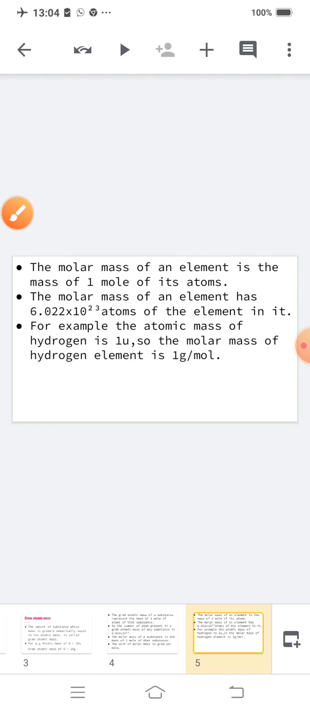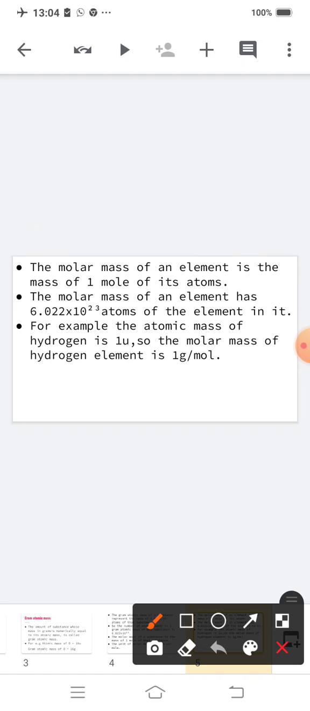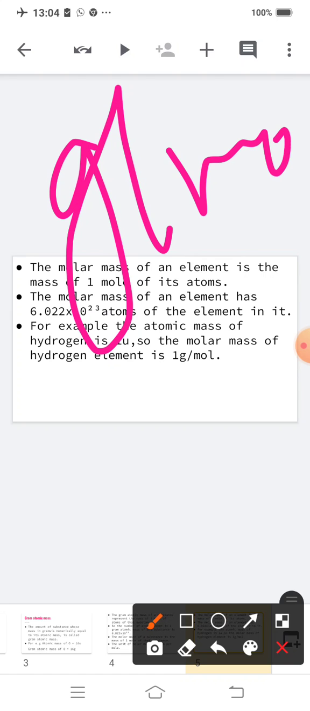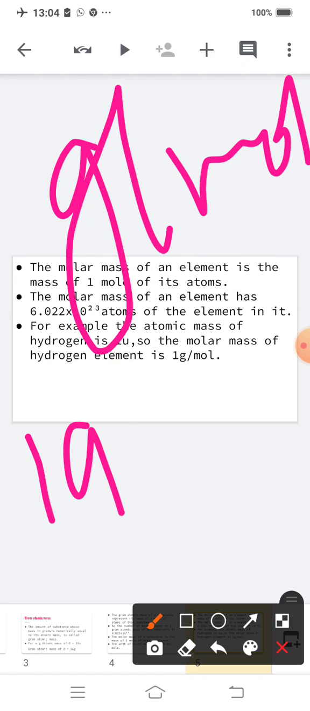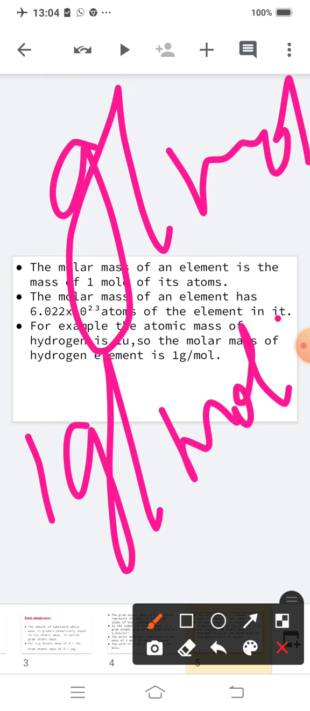For example, the atomic mass of hydrogen is 1 u. So, the molar mass of the element hydrogen is equal to it. What is the SI unit of molar mass? I told you, gram per mole. And we know that atomic mass is equal to molar mass. So, 1 gram per mole. Is this clear?